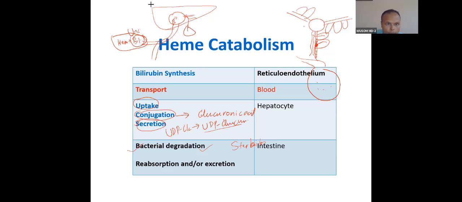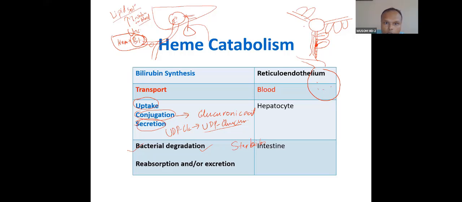First, unconjugated bilirubin will be formed in the spleen, and then it will be transported through blood vessels. How is it transported? Unconjugated bilirubin is lipid soluble and insoluble in water, and blood is water. So what will happen? This bilirubin will bind with albumin, and albumin will reach the liver. From albumin, it will be taken up, then conjugation will be done, and after conjugation it will be excreted through bile.